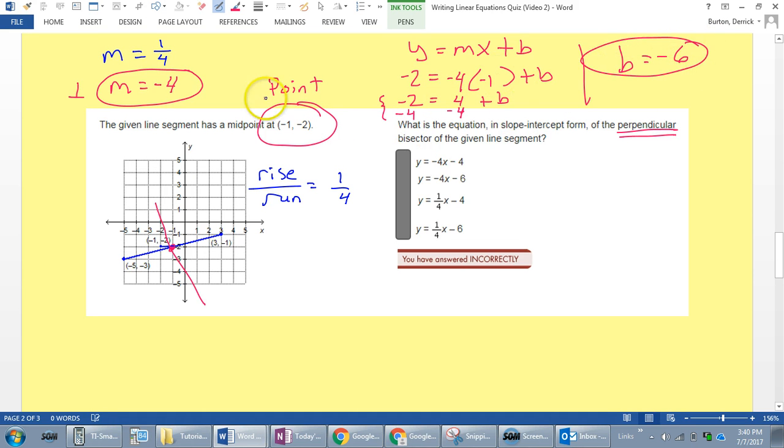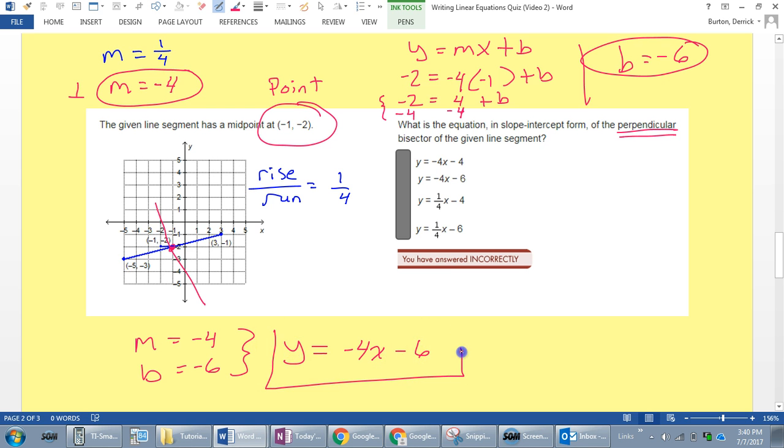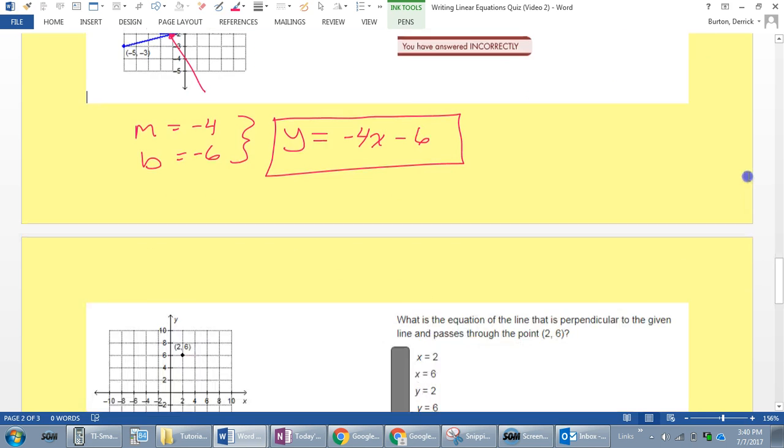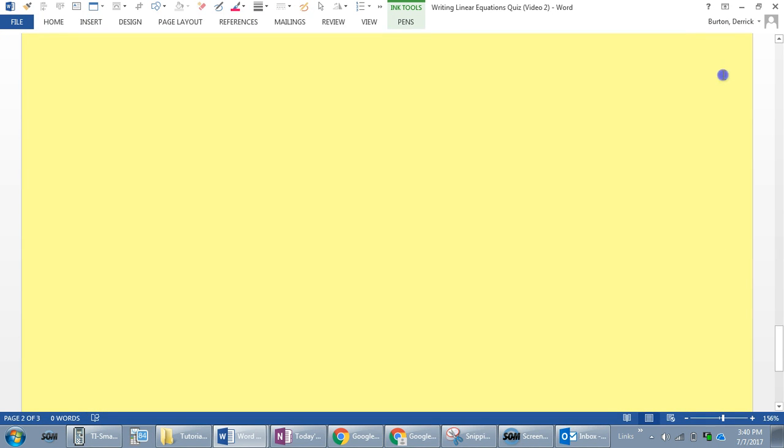Okay, so let's put that together. So we have the slope of negative 4 and we have the y-intercept of negative 6. Put it together in y equals mx plus b form and it becomes negative 4x minus 6. Okay, so it's b. All right, I think this is the last one.